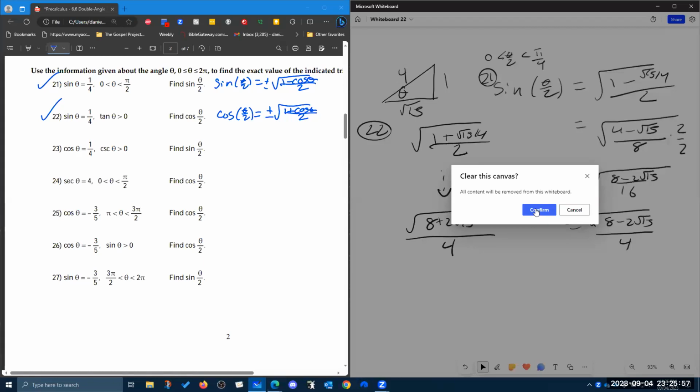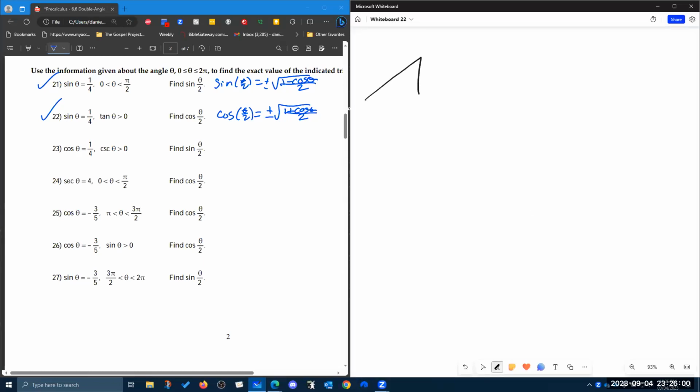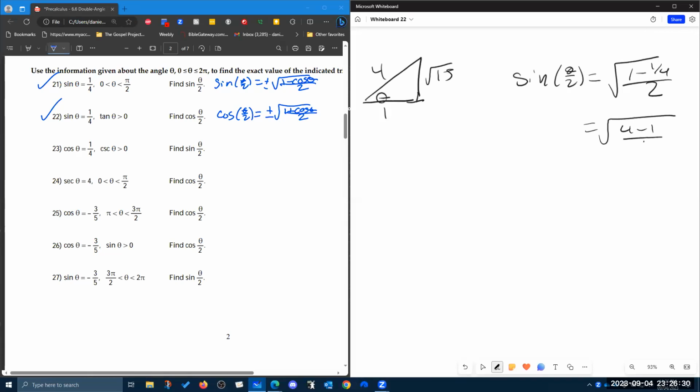Now we're going to change the problem up slightly. It's still going to be the same triangle, but we flipped the sides. So now the root 15 is up here. And we want sine theta over 2, which is going to be root 1 minus a quarter over 2. So we're going to make this 4 minus 1 over 8, 3 over 8, multiply by 2 over 2, 6 over 16, which is root 6 over 4.